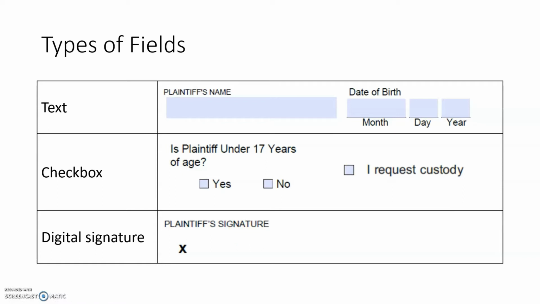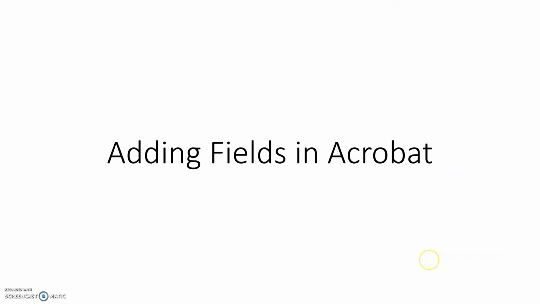At the moment, this can only be done in Acrobat, so if you are adding fields in Documate, then please can you just make a note on the Trello card that somebody with access to Acrobat will have to put in that digital signature. Okay, so now I'm going to show you how to add fields in Acrobat.